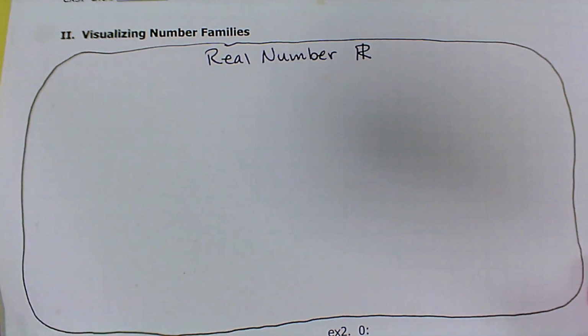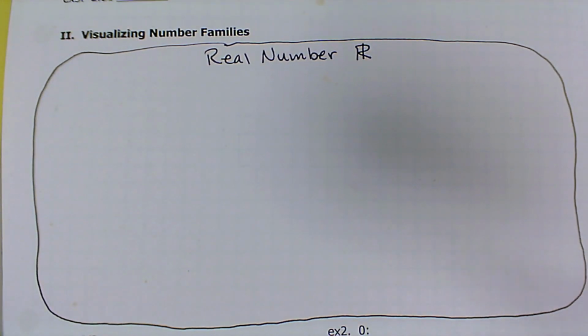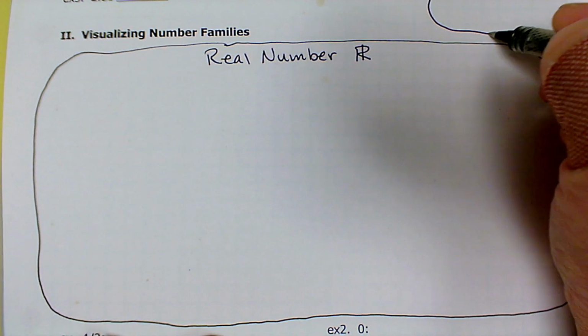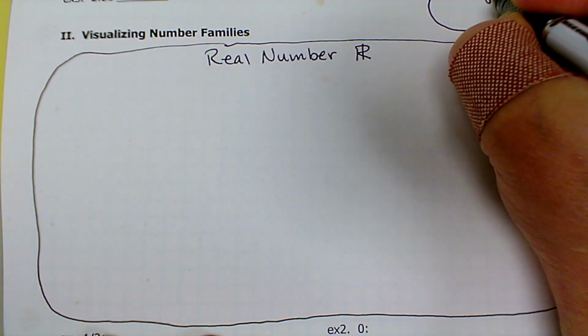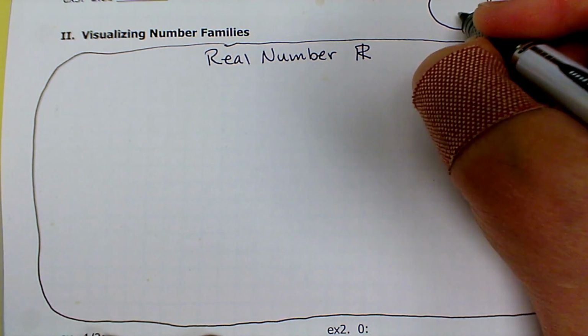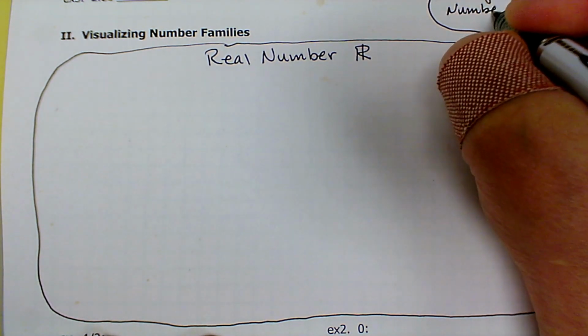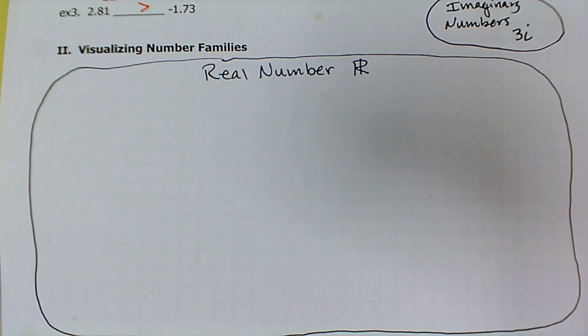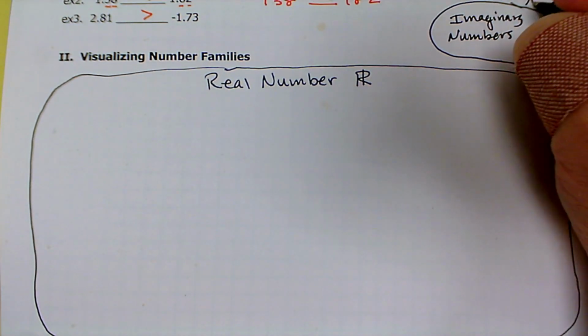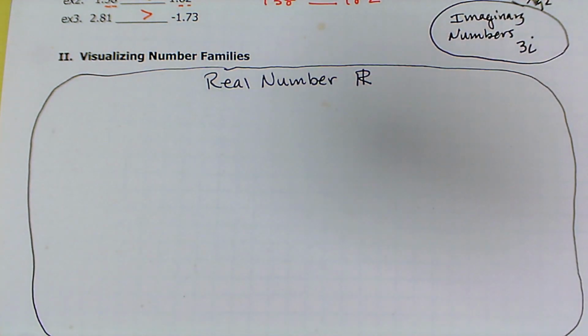Now, we don't get into imaginary numbers in Algebra 1, but there actually is a separate family here with imaginary numbers. These are the ones with the italicized i on them, like the 3i. But that's Algebra 2. We don't really do much with imaginary numbers in Algebra 1, but that is a separate number group.